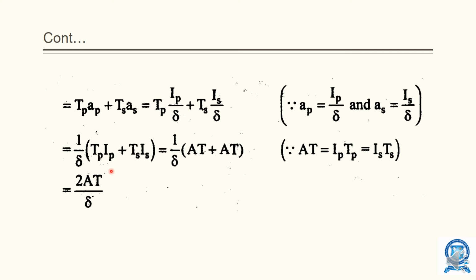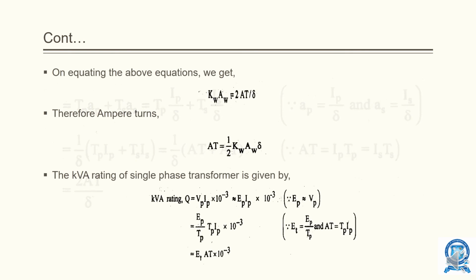TP IP and TS IS is nothing but ampere turns, right? So I am resubstituting it, and I am getting 2AT by del. On equating it with the previous equation, Kw Aw is equal to 2AT by del. From this, AT is equal to half Kw Aw into del.